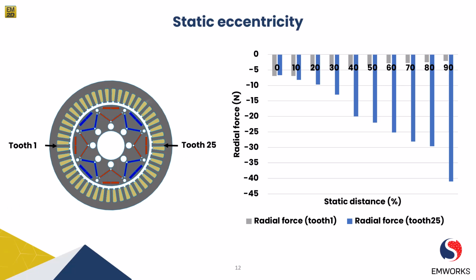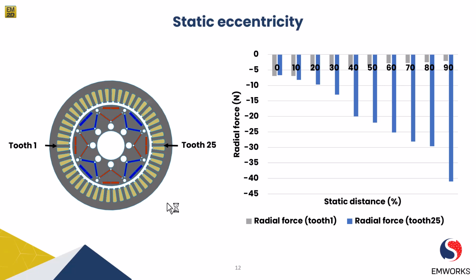Now, if we look at tooth 1, as the percentage of the static eccentricity increases, the magnetic field distribution in the air gap between the stator and rotor becomes asymmetric. In this case, tooth 1, which is closer to the eccentricity, experiences a decrease in the magnetic field strength. The reduced magnetic field in the vicinity of tooth 1 leads to a decrease in the magnetic force and consequently a decrease in the torque generated by tooth 1.